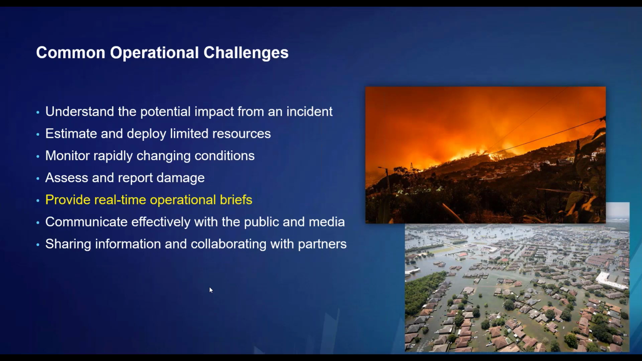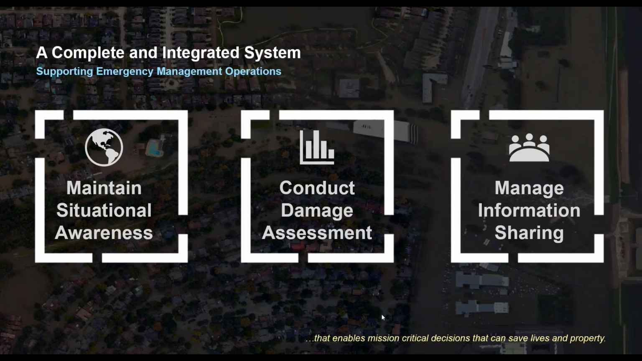Obviously, information sharing is also critically important to be able to communicate effectively with the public and media, getting information out on how to keep them safe and resources to help them, as well as being able to share information and collaborate with stakeholders and partners. So, these really represent the common ways that we see GIS benefiting people from an emergency management response or operation perspective. So, really for us, that boiled down into 3 key themes: the ability to maintain situation awareness, the ability to conduct damage assessment, and be able to manage information sharing.